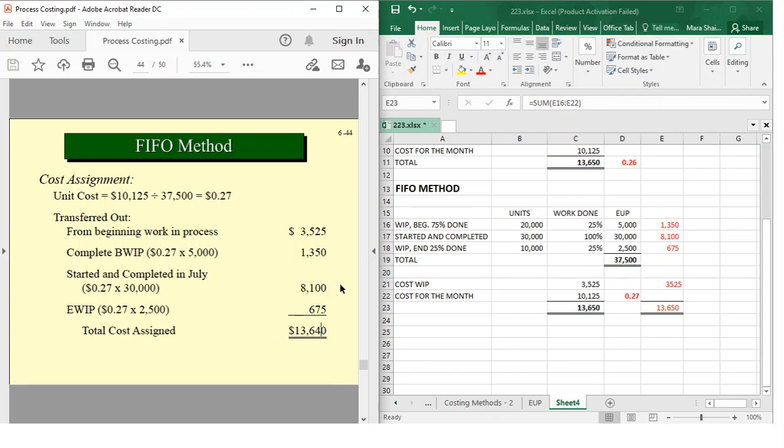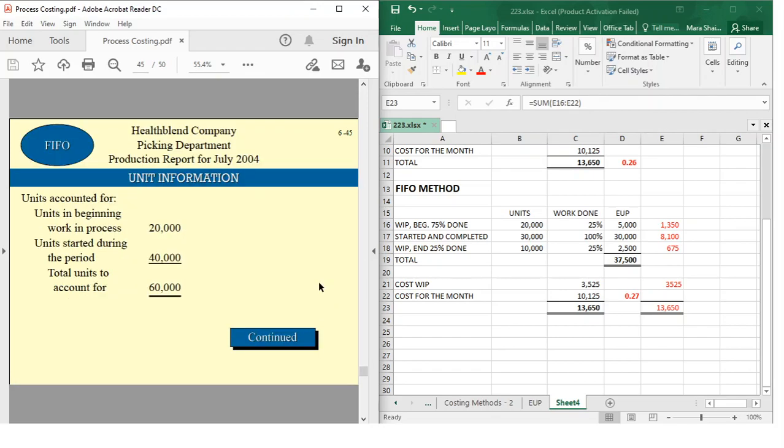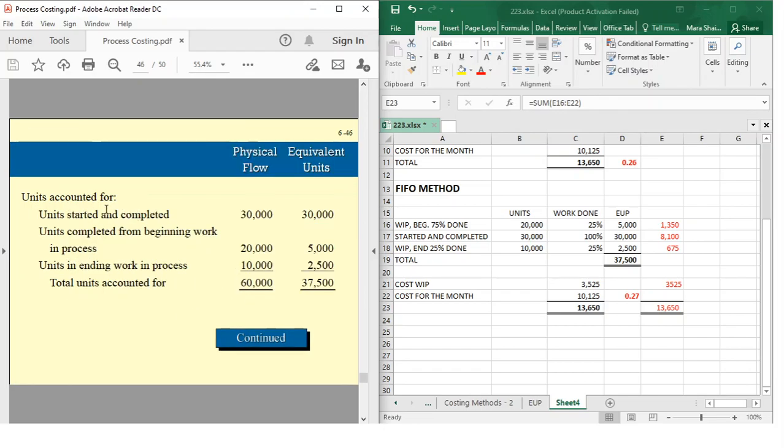So, you have 13,650. If you make a production report, again, the units to account for are the same: 20, 40, 60. Then the units accounted for is where it becomes different, in your equivalent units part.